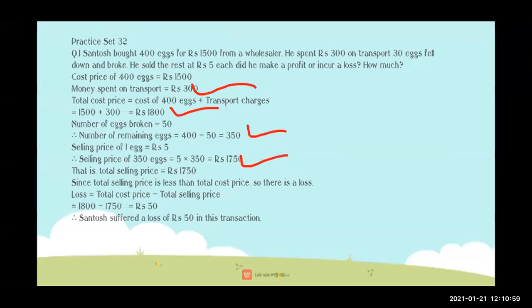Loss is equal to cost price minus selling price. If you are using total cost price minus total selling price, that is also right. Cost price is 1800. We have added 300 of that transportation. So loss is 1800 minus 1750, so it is rupees 50. So Santosh suffered a loss of rupees 50 in this transaction.